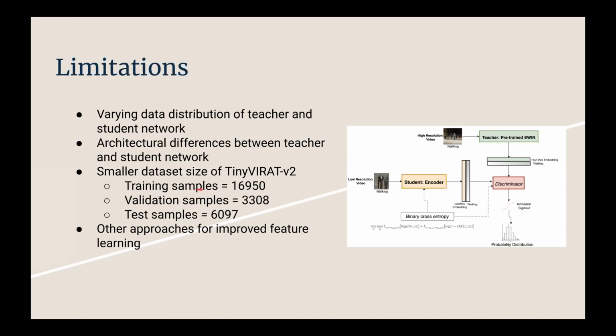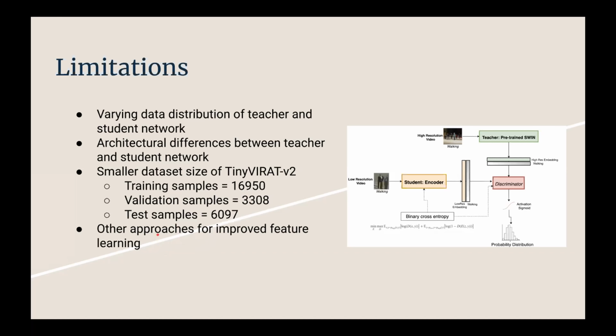Third limitation, we haven't tried any data augmentation techniques yet. In the original Tiny VIRAT V2 dataset, we have almost 17,000 training and 3,000 validation samples, which we think is quite a small size for data hungry transformer-based network architectures like this. So we are planning to explore some data augmentation techniques as well.